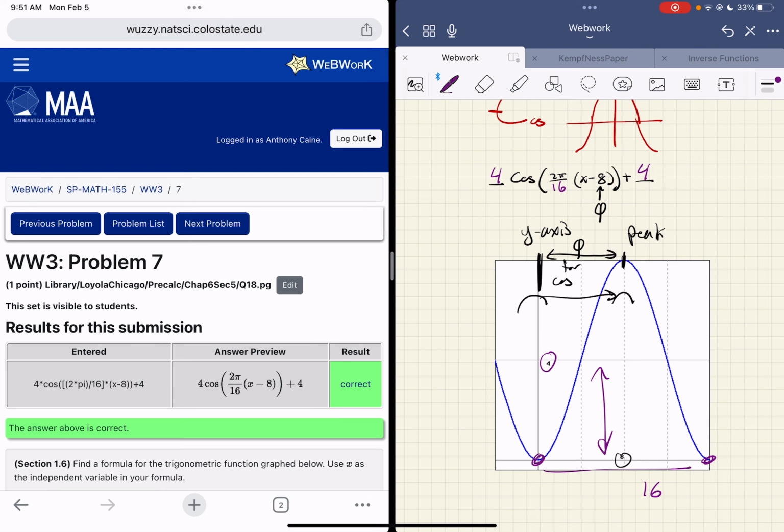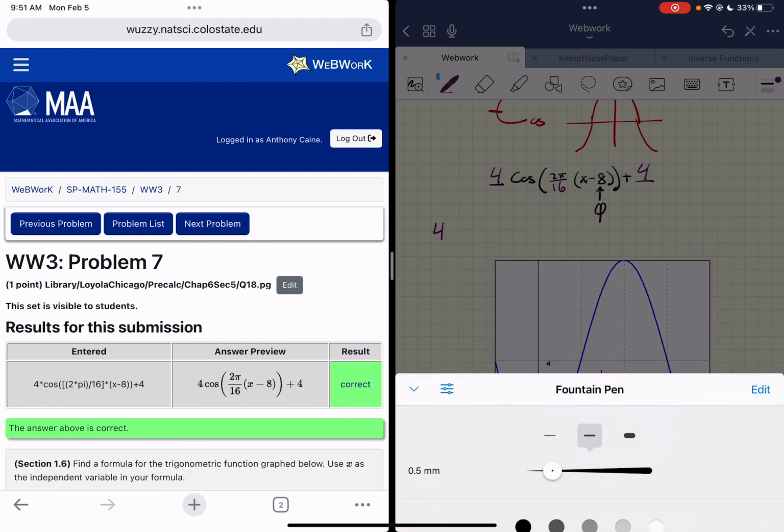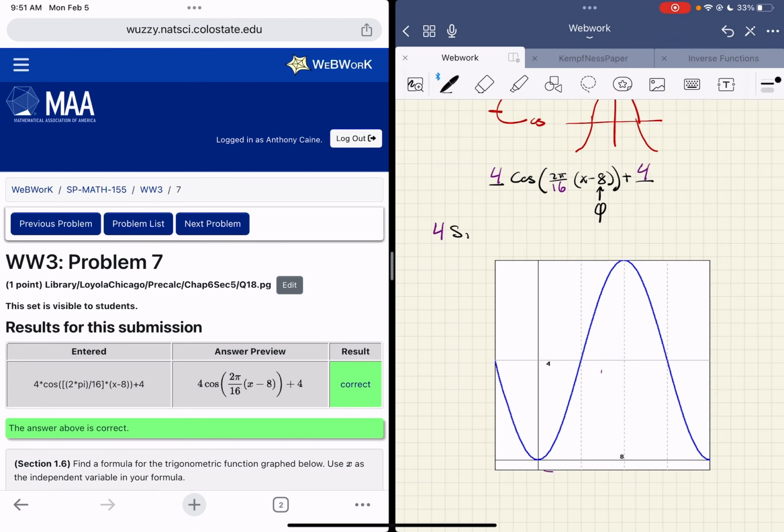Okay, let's run through this with sine. For sine, all these values stay the same except for phi. So it's still an amplitude of 4. It's still going to be a period of 16, x minus, we need to figure that out, plus 4. Now, if you write sine and you write 8, you're going to get it wrong. Let me show you.